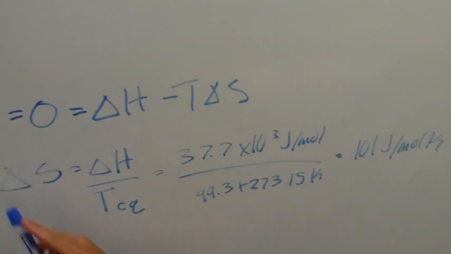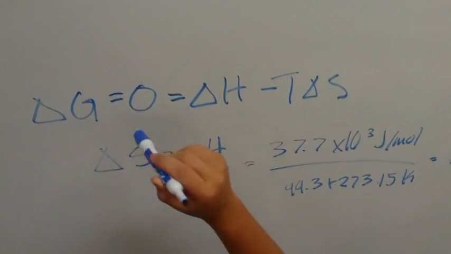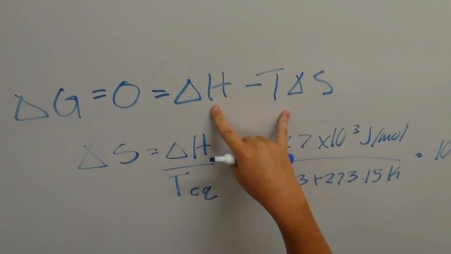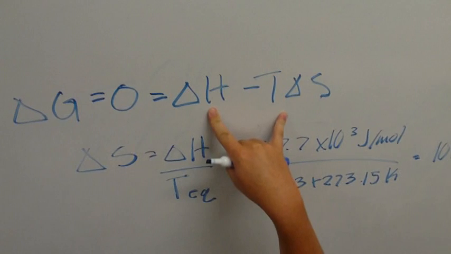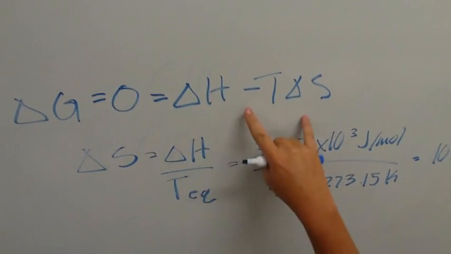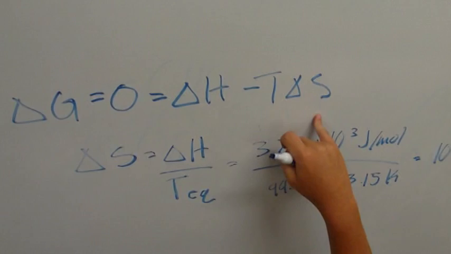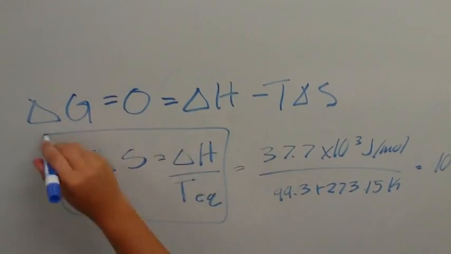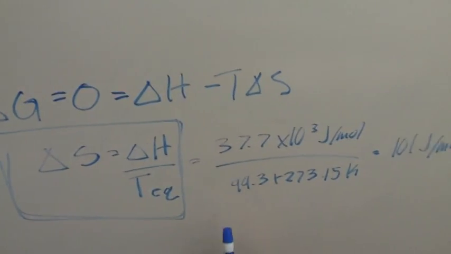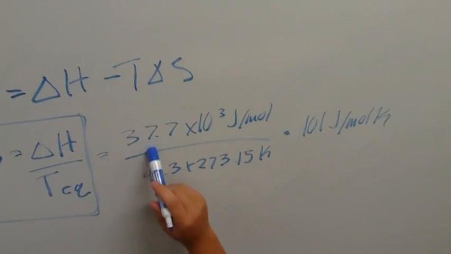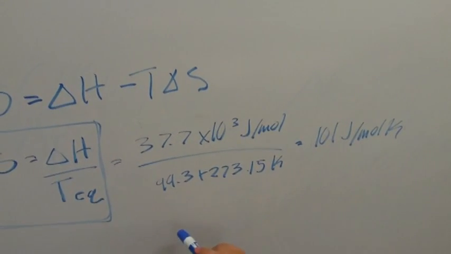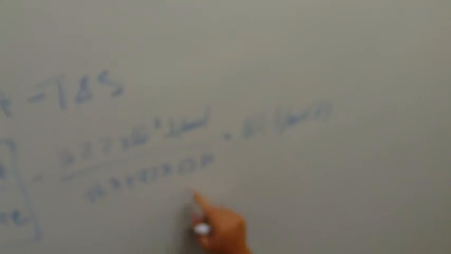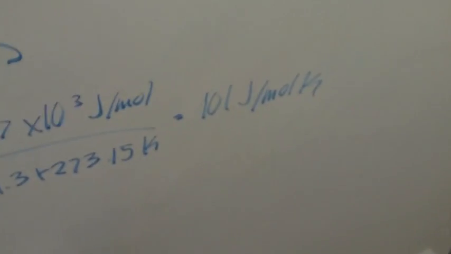So this one right here, Gibbs free energy, it's at equilibrium, so it equals 0. Assuming that these are equal to each other, and delta H and delta S are independent of temperature, then we can rework the equation where we have this right here. This is what we want to find. And then from there, we're just plugging in the values that they gave us in the book, 37.7 and 99.3, and converting that into degrees Kelvin. And that's how it's done. Easy enough.